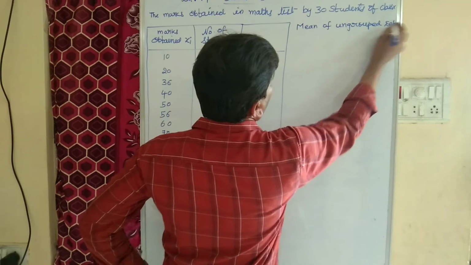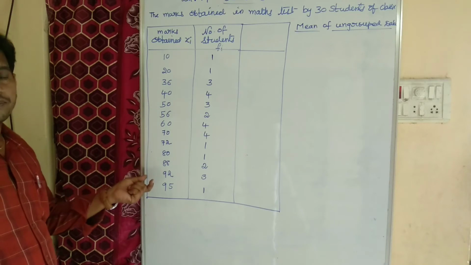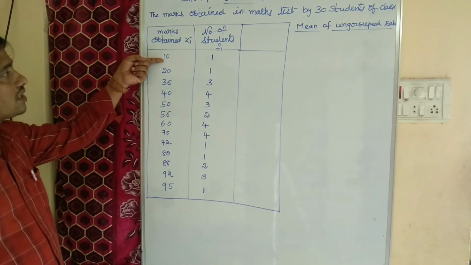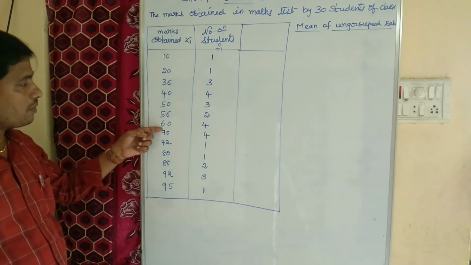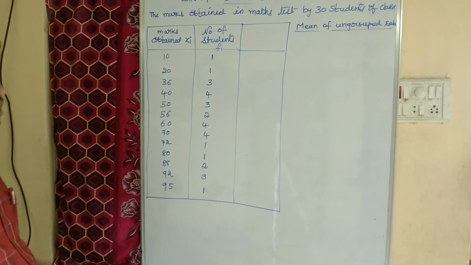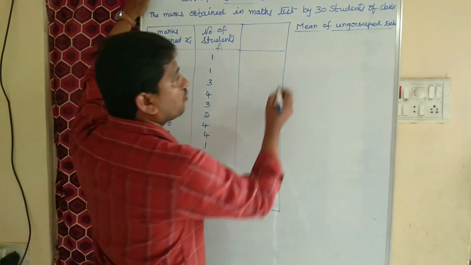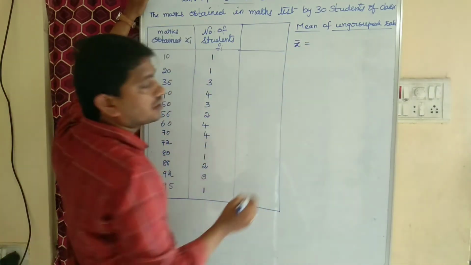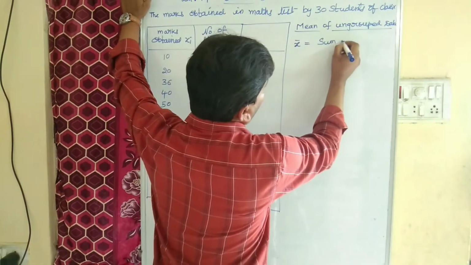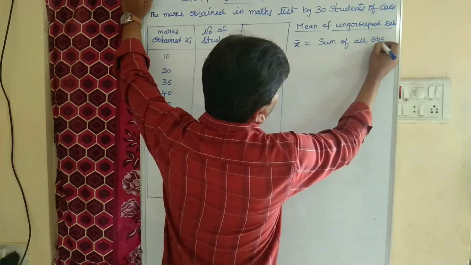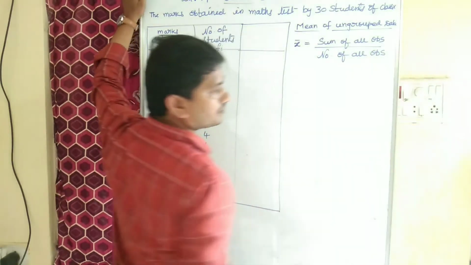Mean of ungrouped data. So this is our ungrouped data, so individual observations are there. For example, 10 marks obtained by only 1 student, 50 marks obtained by 3 students, 60 marks obtained by 4 students. Right? Now how to find the mean of ungrouped data? Actually, what do you mean by mean? Mean is nothing but the sum of all observations divided by the number of observations.